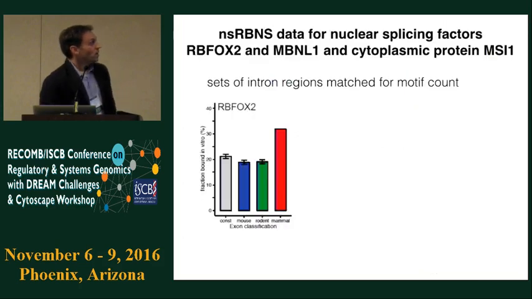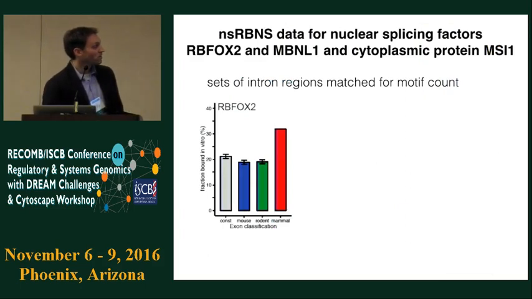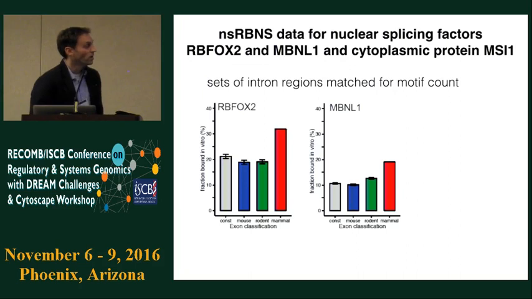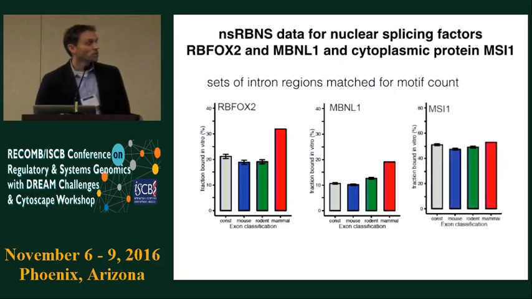And so here are sets of exons matched for RBFOX motif count, just again showing that the mammalian-wide exons are more likely to be bound by FOX. We saw a similar thing for another RNA binding protein called muscleblind, or MBNL1. Again, the ancient alternative exons are more likely to be bound by muscleblind, both in vivo and in vitro. But when we looked at a more cytoplasmic protein, this Musashi-1 or MSI-1 protein, we didn't see such a difference.